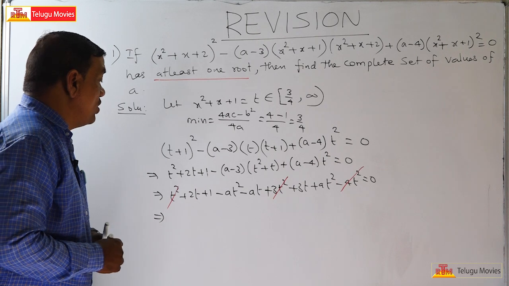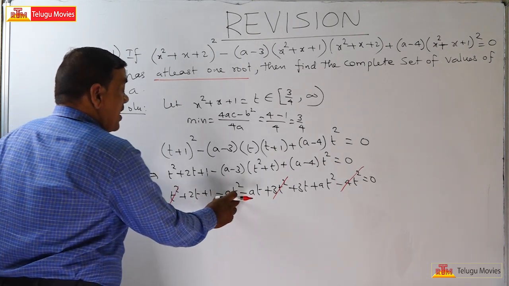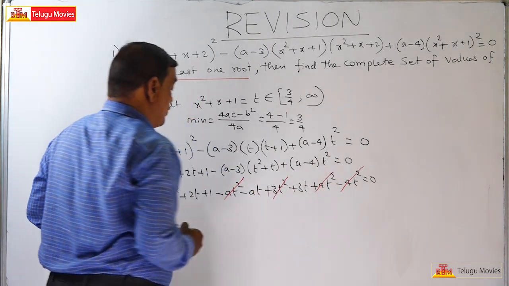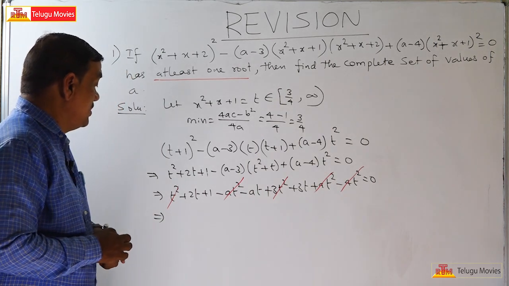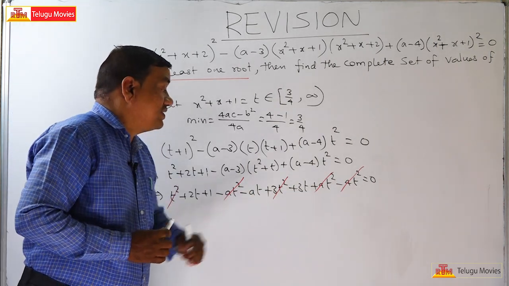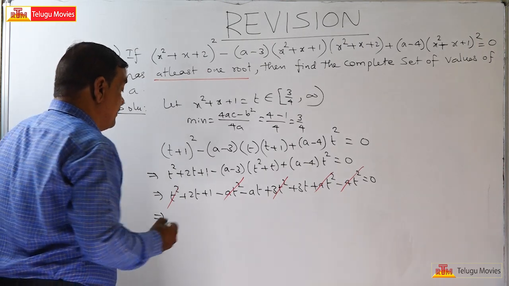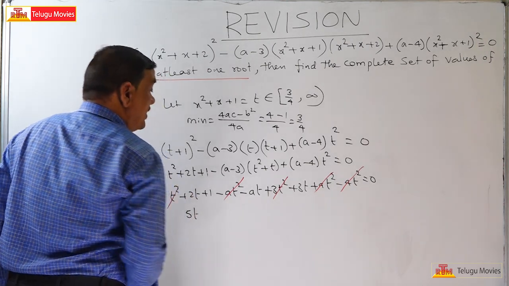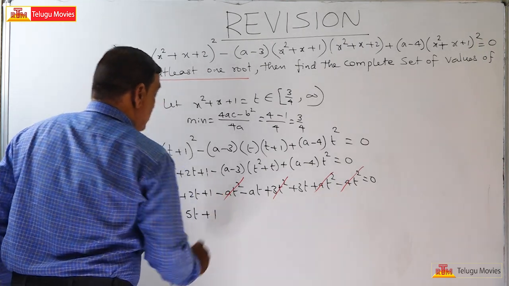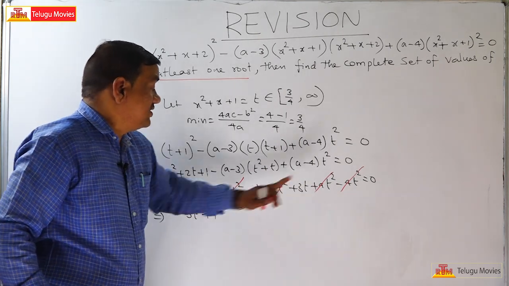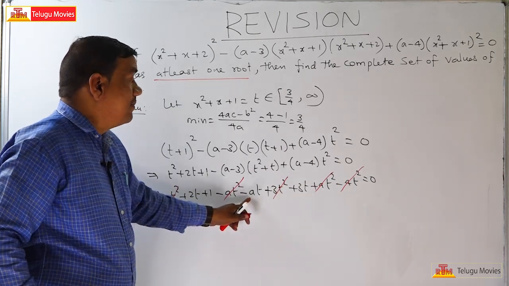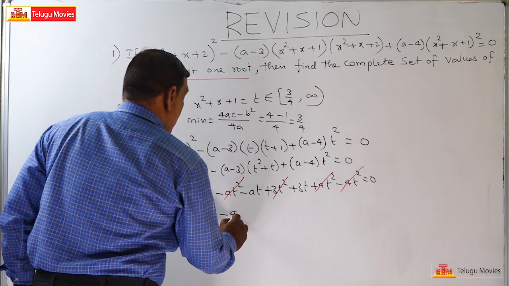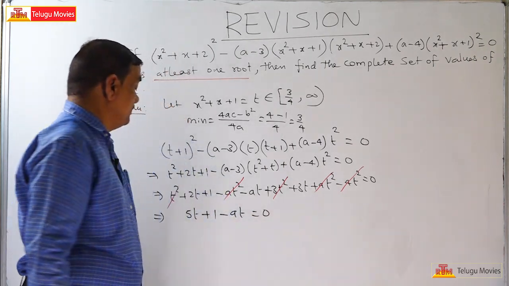Understand? Any more doubts now? The t square and minus 8t square plus 8t square get cancelled. So 2t plus 3t is 5t. So this is 5t plus 1, minus 8t, is equal to 0.